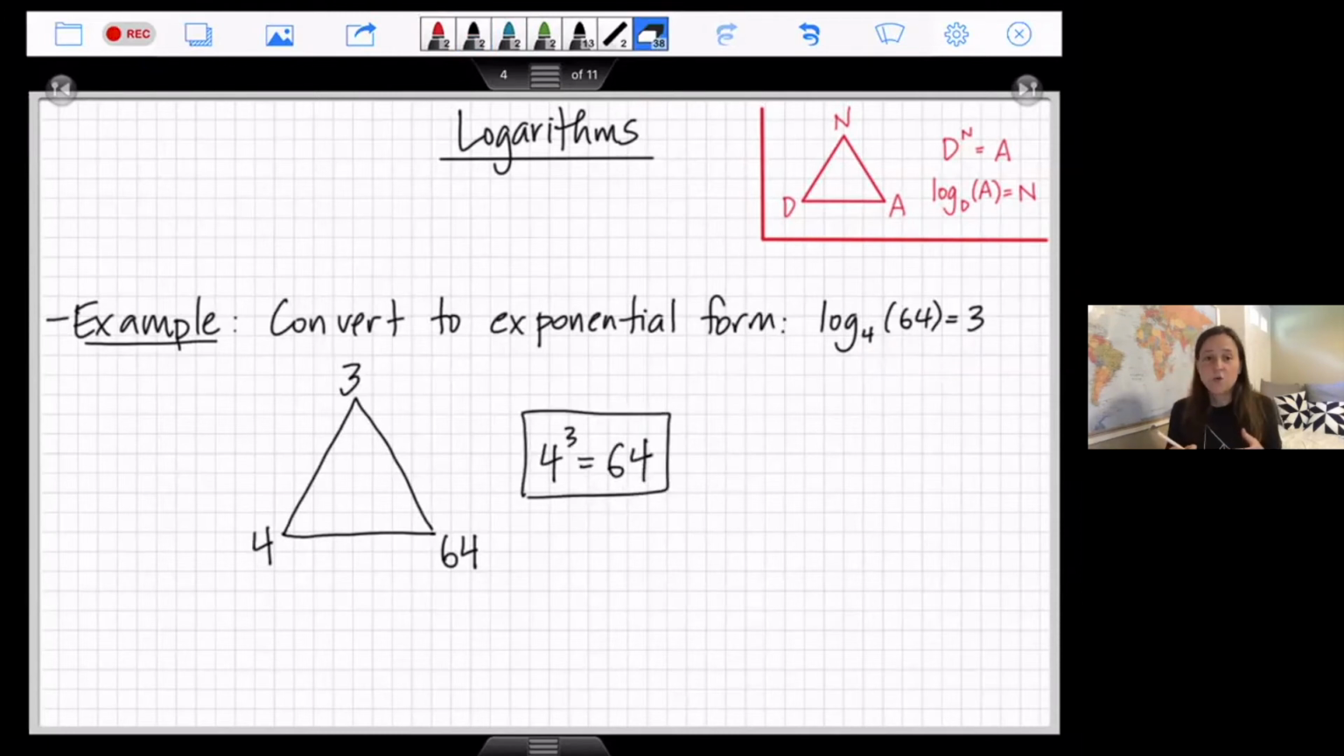And then, like I said, you could also just stick with the logardan notation. So I could think of this as logardan. And then just arrange the d, the n, and the a into d to the n equals a notation.